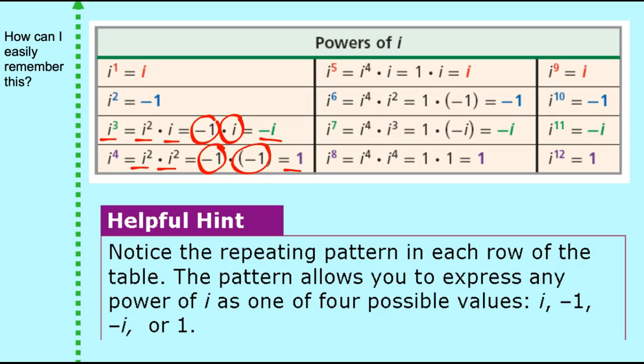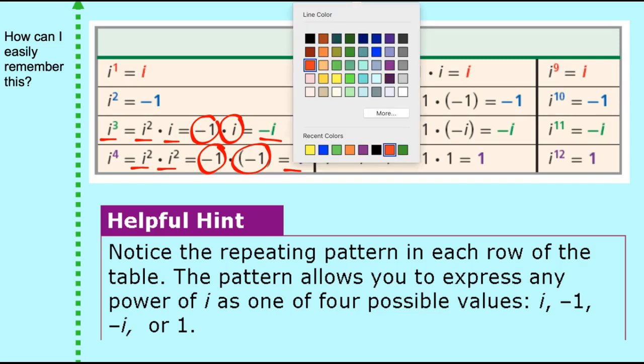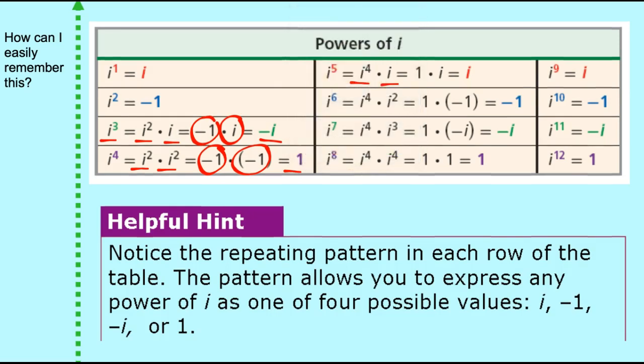So there's a repeating pattern here. If you start with i to the fifth, that's i to the fourth times i. Well, i to the fourth is what? It's just 1, so that's 1 times i, so it's i. So the pattern then always goes like this. i to the first is i, i squared is negative 1, i cubed is negative i, and i to the fourth is 1. So it goes i, negative 1, negative i, 1. If you start over at i to the ninth, then it goes i, negative 1, negative i, 1.